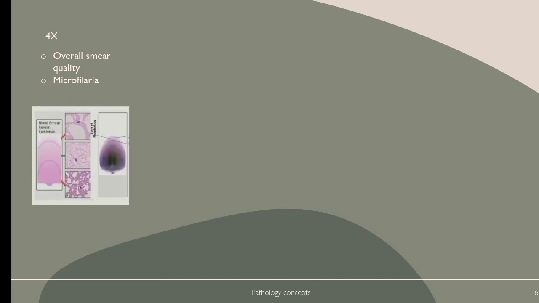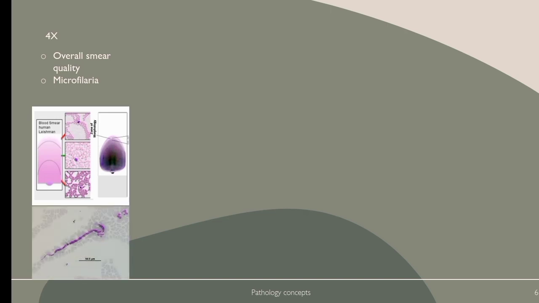Let's learn how to systematically review the smear under the microscope. First, adjust to a 4x lens for the review. This is the scanner view of the slide. You can observe the overall quality of the smear, like whether it is an evenly spread smear or an irregular smear, whether any artifact is present on the smear, and whether the staining quality is good or not.